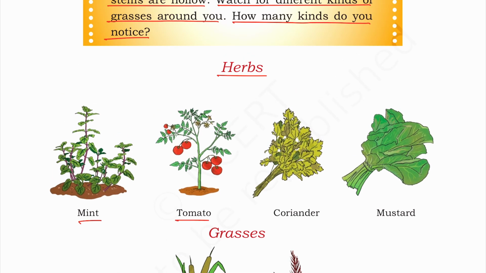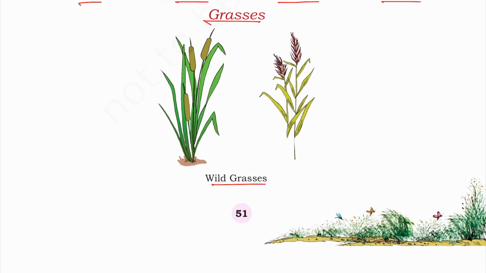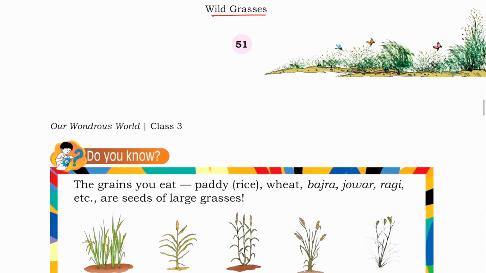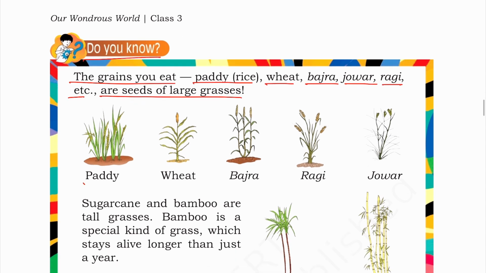Herbs: mint, tomato, coriander, mustard. Grasses: wild grasses. Do you know the grains you eat? Paddy, rice, wheat, bajra, jowar, ragi, etc. are seeds of large grasses. Paddy, wheat, bajra, ragi, jowar.